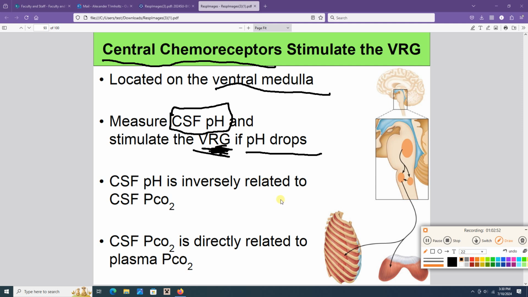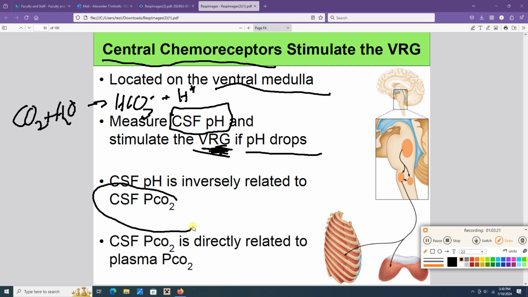CSF pH depends on CSF PCO2. Remember, what does CO2 react with? CO2 reacts with water. And when CO2 reacts with water, I get bicarbonate, but I also get a hydrogen ion. So if I have more CO2 in my CSF, it gets more acidic. I can get more CO2 in my CSF if I get more CO2 in my blood. So if you hold your breath, plasma PCO2 will go up, making CSF PCO2 go up, making CSF pH go down, which is going to then make you want to breathe. And it's going to force you to breathe eventually.